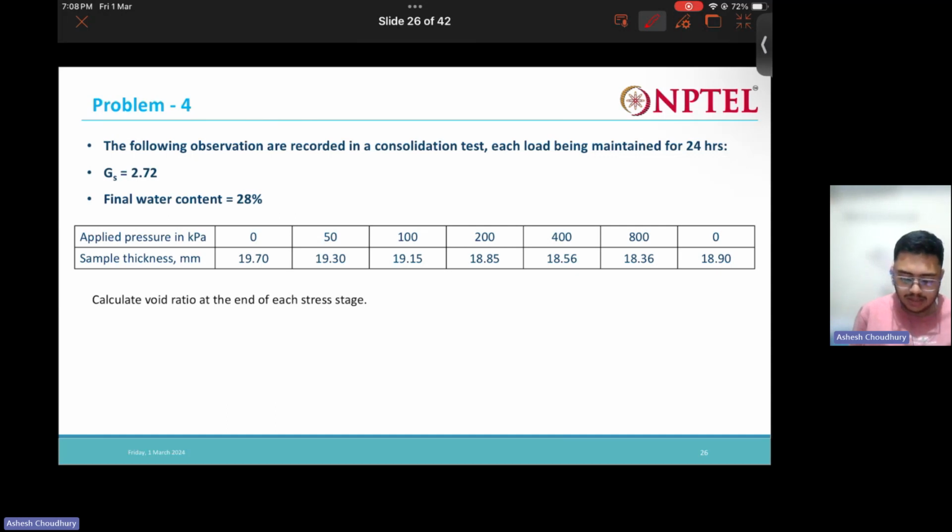Gs is given. The final water content is almost the same. Here, what is given to you is the sample thickness. Directly the sample thicknesses are given to you. So, same as before, we have to calculate the void ratio at each step.